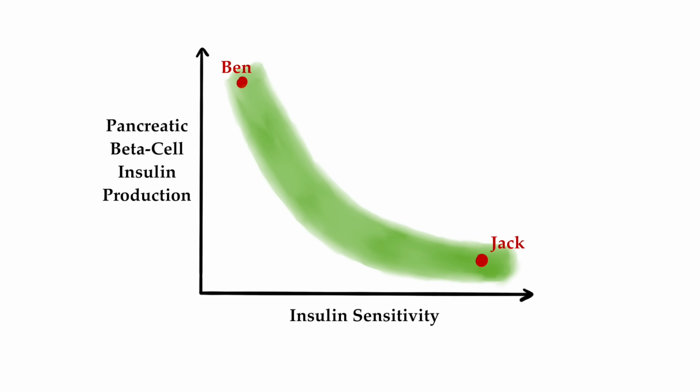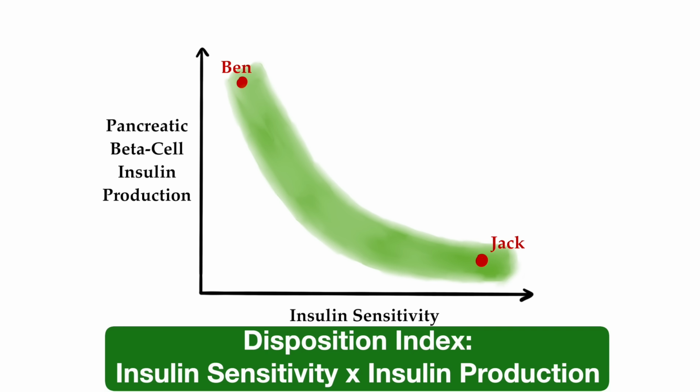As a side note, for those of you who are interested in the technicalities, the product of insulin sensitivity on the x-axis and the acute insulin response to glucose, which is a measure of beta cell insulin production and shown here on the y-axis, is commonly called the disposition index. So Ben and Jack here, even though they differ a lot in their insulin sensitivity, may have a similar disposition index and as a result, similar glucose tolerance.